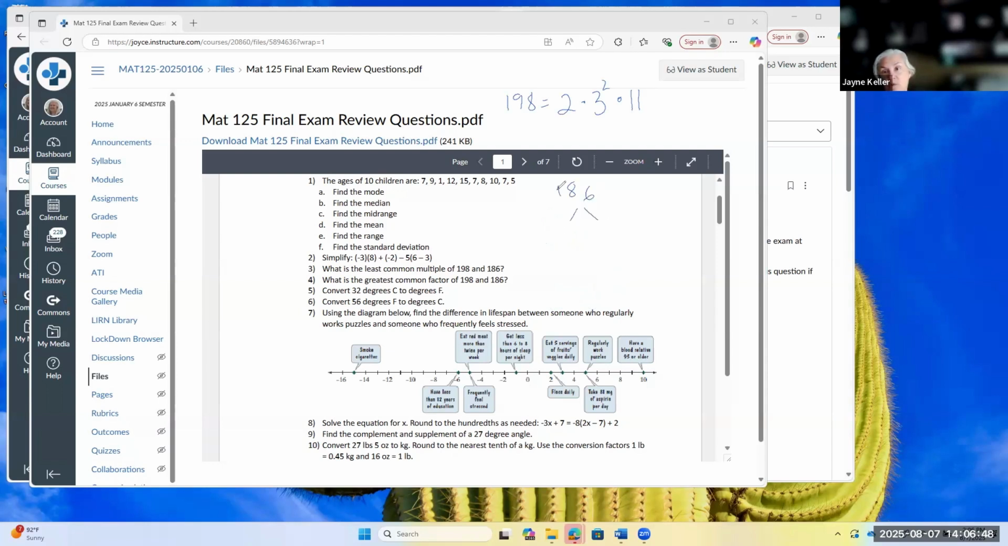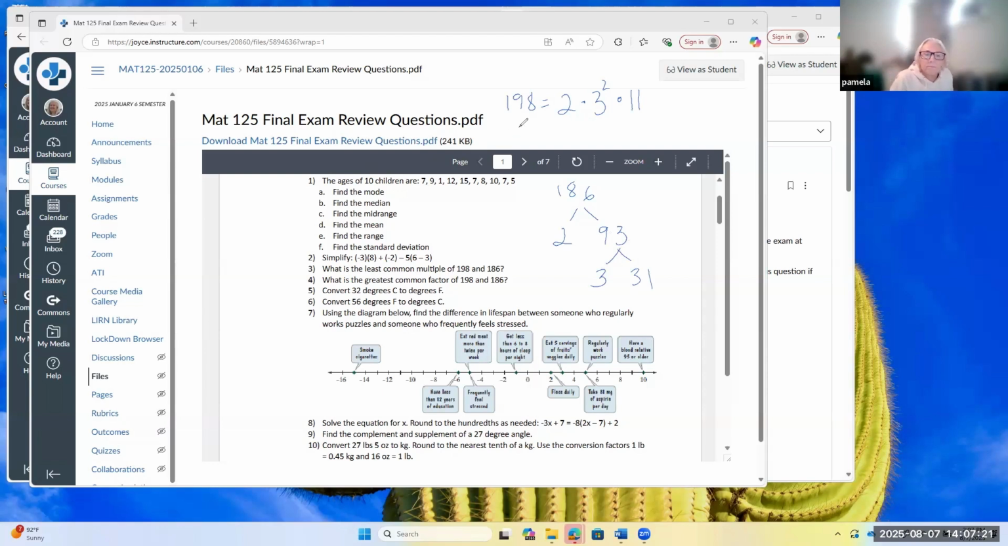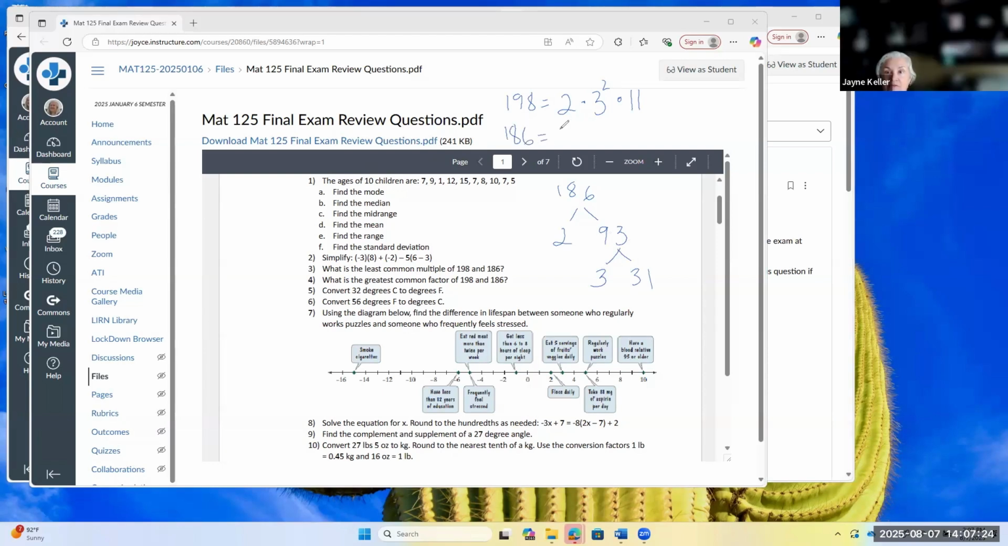I'm going to do the same thing again, and I notice that 2 divides in there. This time 186 divided by 2 would be 93. Then 2 doesn't go into 93, but I notice that 3 would divide in. So I'm going to do 3 times 31. What about 31? It's prime, isn't it? So for 186, I have 2 times 3 times 31.